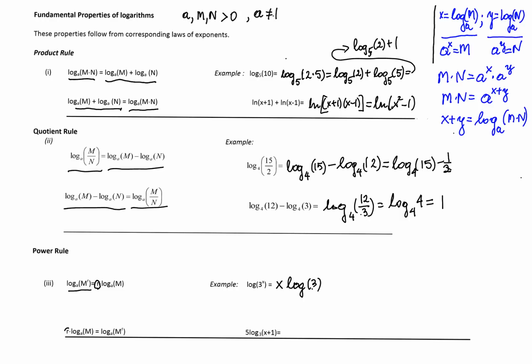And in the reverse order, the property says that if I have the product of a number and the logarithm, then that number can go inside the logarithm as the exponent. So if I have 5 times logarithm to the base 3 of x plus 1, that 5 can go inside as the exponent of x plus 1, and that product can be written as logarithm to the base 3 of x plus 1 to the power 5.